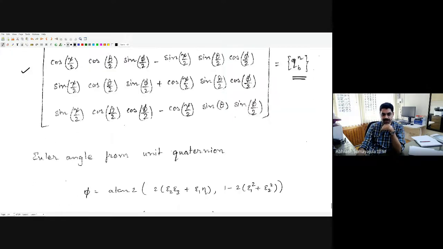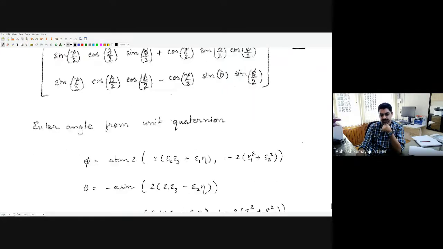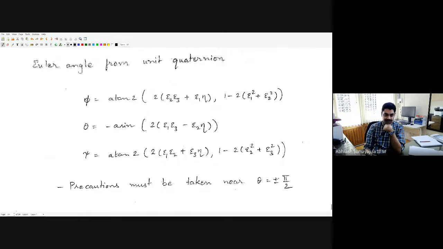Similarly, if I want to get the Euler angle from the unit quaternion, that too can be done fairly easily. I find the value of phi, theta, and psi in terms of the quaternion's parameters. And this is what you will get. Notice here that we are using atan2, and that is very important.